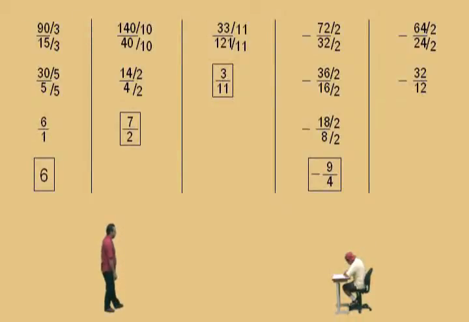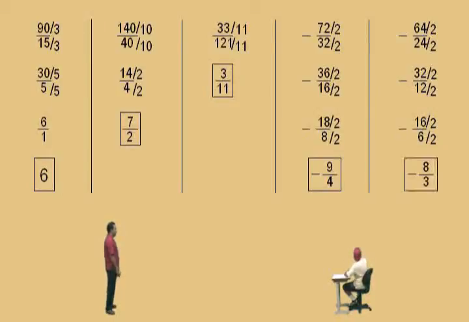Now, again, we're going to divide by what? 2's. All right. 32 divided by 2 is what? 16. 12 divided by 2? 6. And again, we can divide by what? 2's again. And what's 16 divided by 2? 8. And 6 divided by 2? 3. Our answer is negative 8/3.